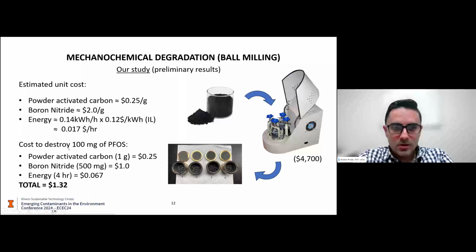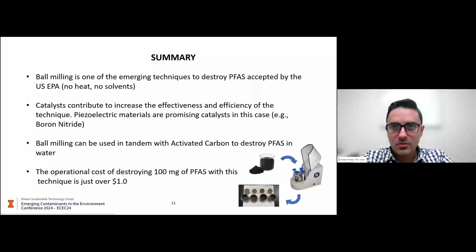For example, if we want to destroy 100 milligrams of PFOS, then we need 1 gram of activated carbon, so 25 cents, and 500 milligrams of boron nitrate, $1. And then around 7 cents for energy, for a total of just over $1 to operate this instrument. If we remember, in theory we need to destroy 3 to 4 grams of PFOS if we want to treat a full tanker, as an example.